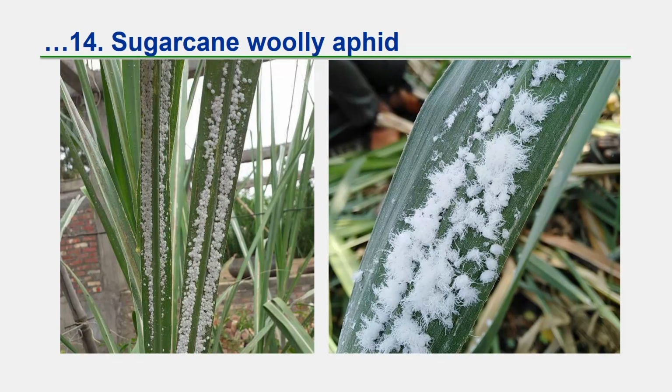Now you can see the damage symptoms by woolly aphid. Here you can see whitish kind of structures are formed. It looks like wool. Therefore, the name is woolly aphid.